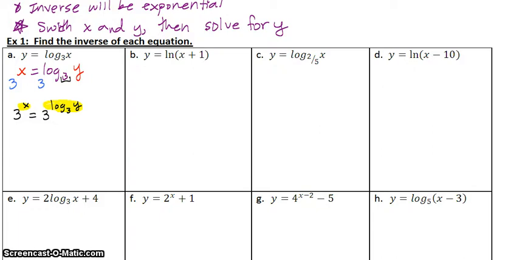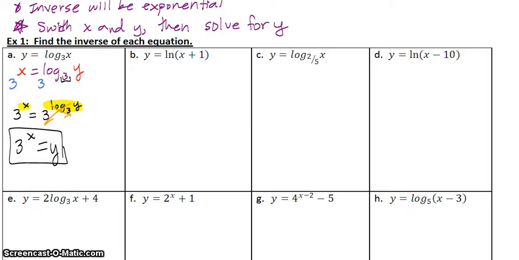The way this works is, check it out. Now I've got a 3 and a 3, so that cancels, and I have essentially just solved for y. Once you get y by itself, you're done. That's our goal. So I just found the inverse. And here's what I mean. The inverse of a log will be something exponential because they're inverses of each other. It takes a few tries to get the hang of it, so let's do the next one.